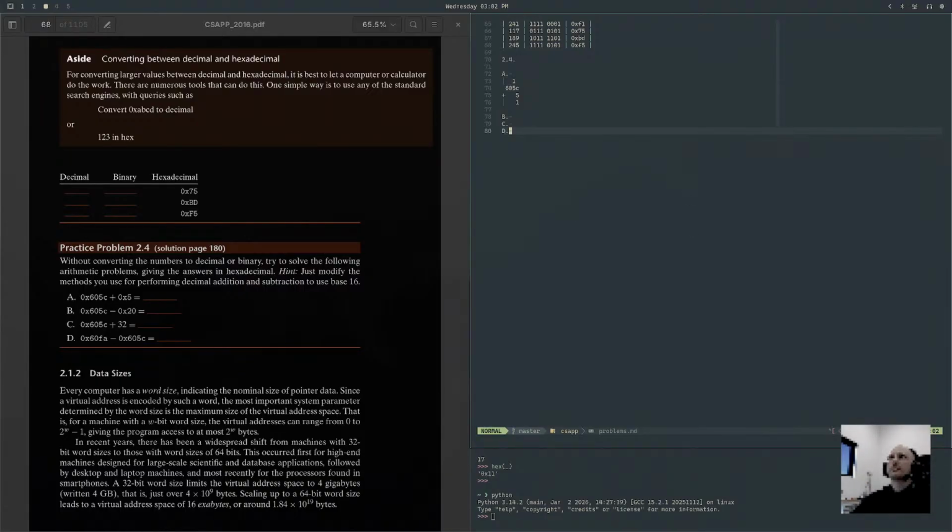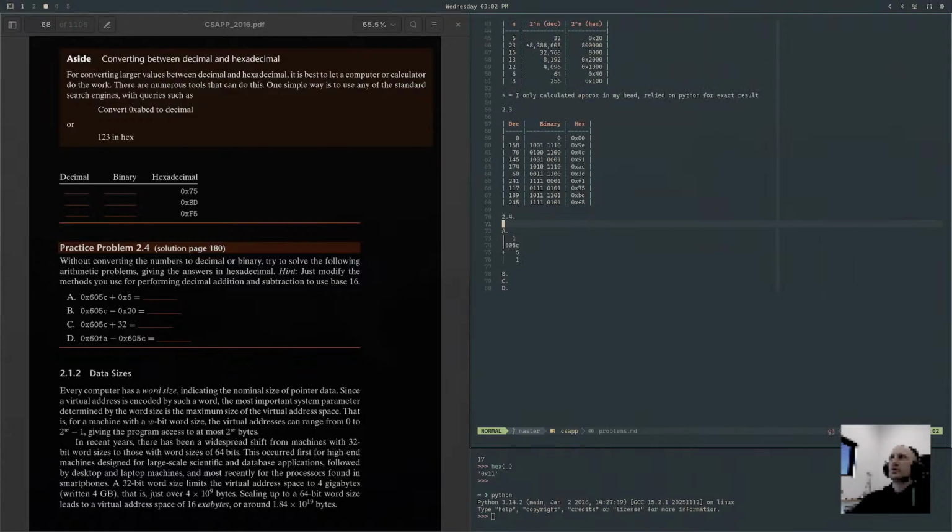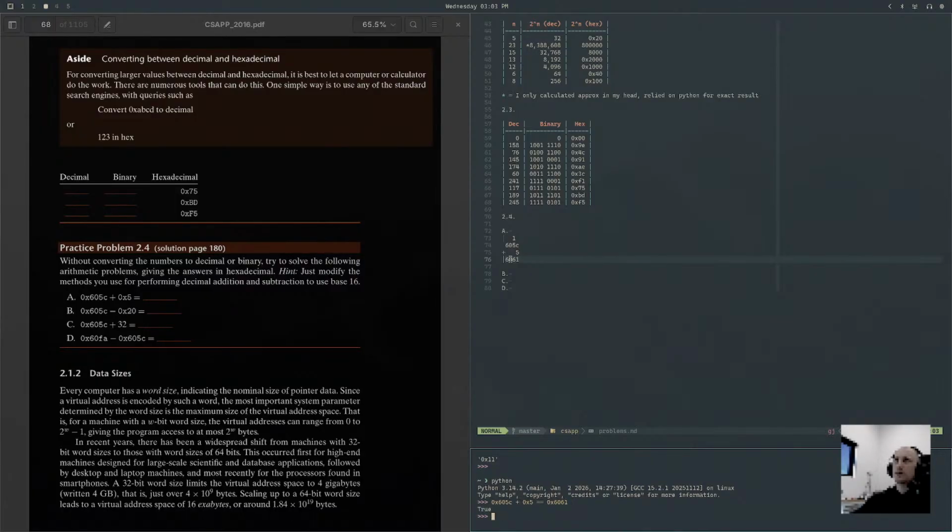Okay. Anyways, we're doing some stuff here. So 5 and C came 11. 5 and 1 is just 6. And this becomes 6, 0. Yeah. And if I can validate that, 0x605c plus 0x5 is equal to 0x6061. Cool.